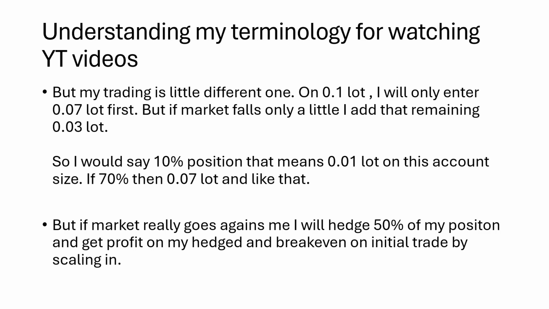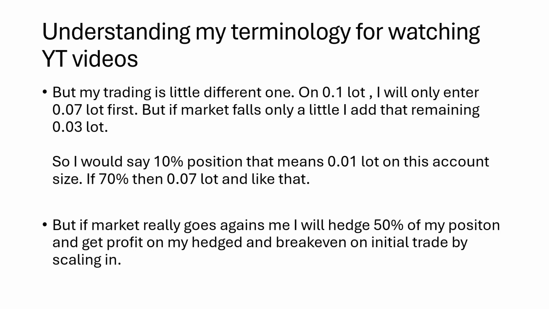But let's say the average goes to $3, then I may risk 0.15 lot. So if I say I'm entering a 10% position, that means 0.01 on a 0.1 lot. If I say a 70% position, it's 0.07 lot. Let's say it was a good entry, like a nested pattern of bars, and I entered 100% of my position, which I never do. I only entered 70% of my position.